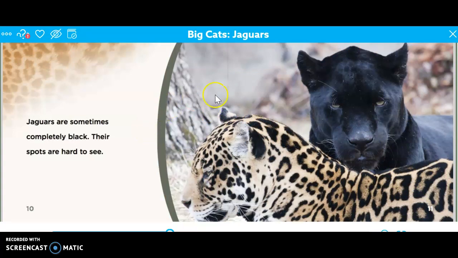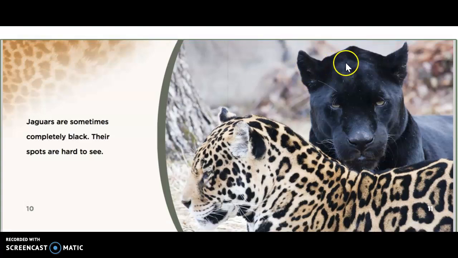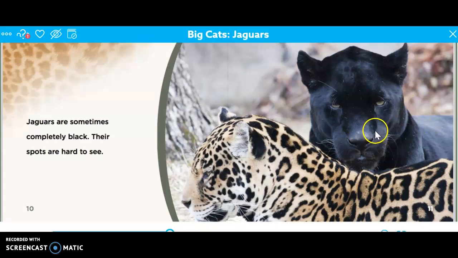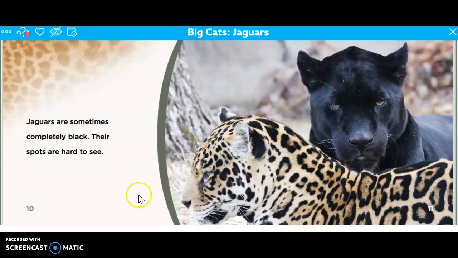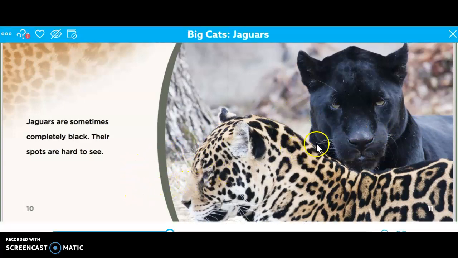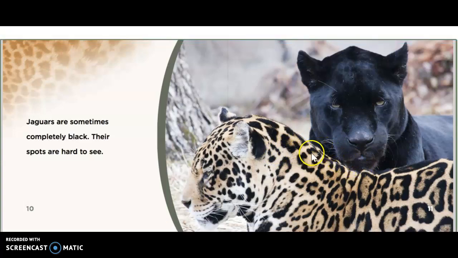Jaguars are sometimes completely black, guys. Look, it's completely black, and their spots are hard to see. So if you take a look very closely right here, you can see their spots. It's kind of hard to see because it looks just completely black. And even though the text didn't tell us, guys, we see that they're being friendly. So maybe we can form the idea or opinion that the jaguars are friendly to each other.